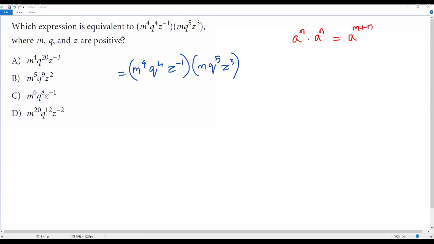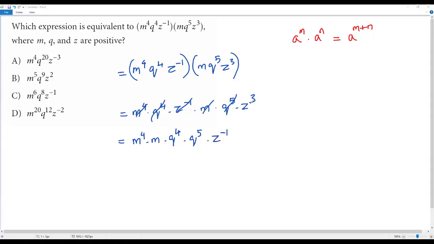So let me do it. So we can write m to the fourth power times q to the fourth power times z to the negative first power times m times q to the fifth power times z to the third power. Okay, so here this term and this term have the same base, and so on for the others. So we can write the terms with the same base together. So we can write m to the fourth power times m. I have taken this one, and now I am taking q to the fourth power, and I am taking q to the fifth power. Now I am taking z to the negative first power, and then I am taking z to the third power.